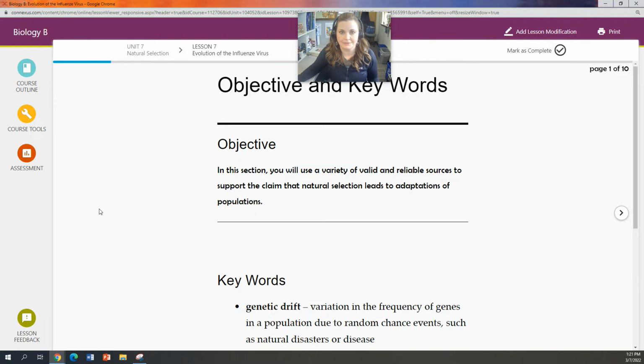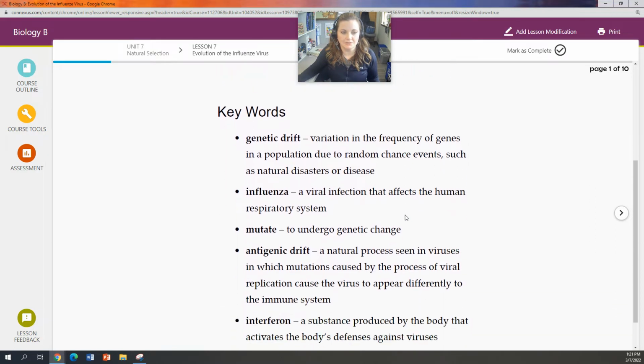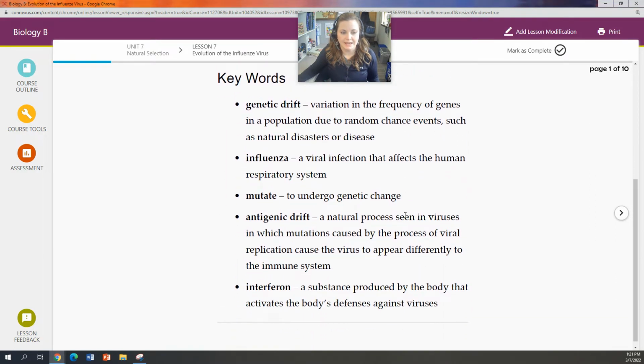Of the Influenza Virus. So our keywords here are genetic drift, influenza, mutate, antigenic drift, and interferon.